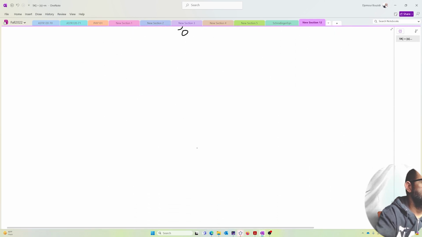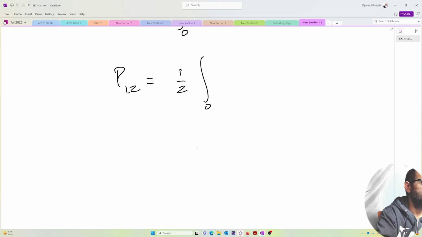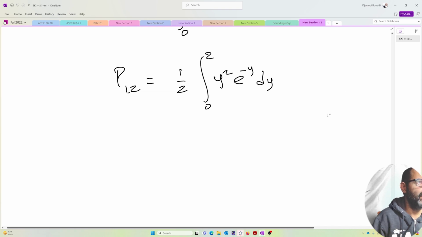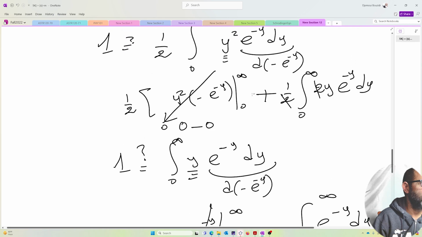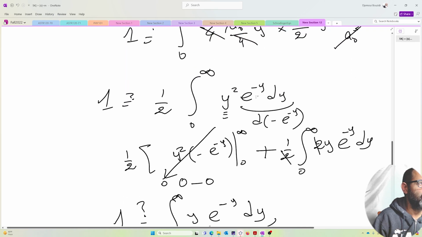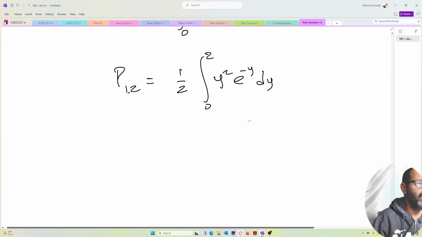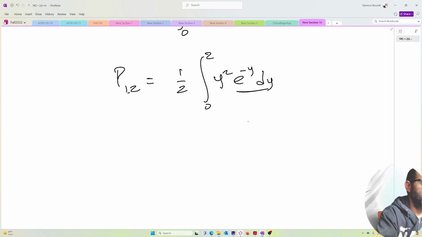So this probability, P12, must be equal to 1/2 the integral from 0 to 2 of y squared exponential negative y dy. Okay? Double check on it. I think it's in here somewhere. Yeah, y squared exponential negative y dy, and the boundaries of integration are from 0 to 2. So it's going to be the same thing, except the boundaries of integration change. So this is my dy and all of that good stuff that we did earlier.